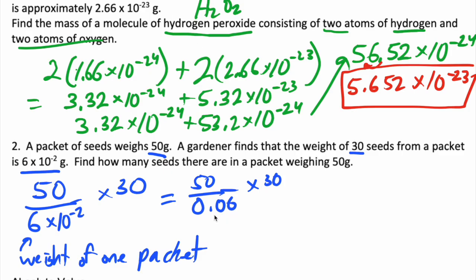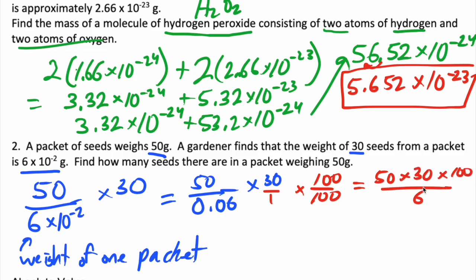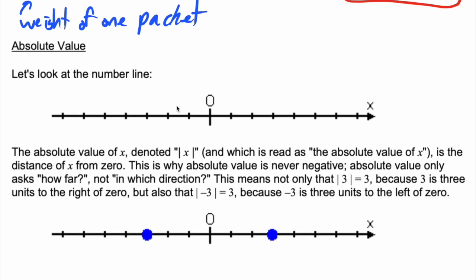And the best way to handle this is to multiply numerator and denominator by 100. So we just get a 6 on the bottom. So it's 50 times 30 times 100 over 6. And 30 divided by 6 is 5. So this is 25,000 seeds. Okay, next, absolute value.